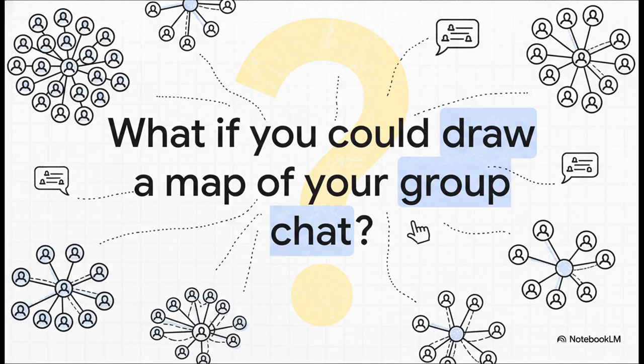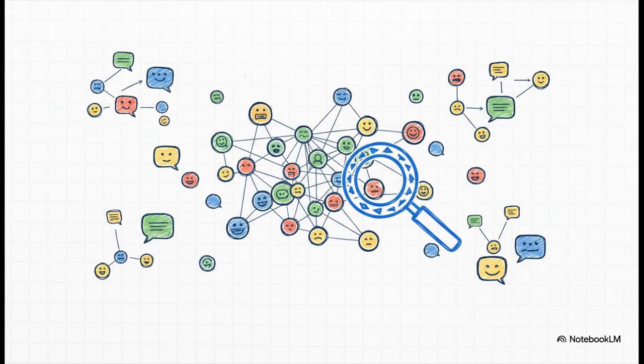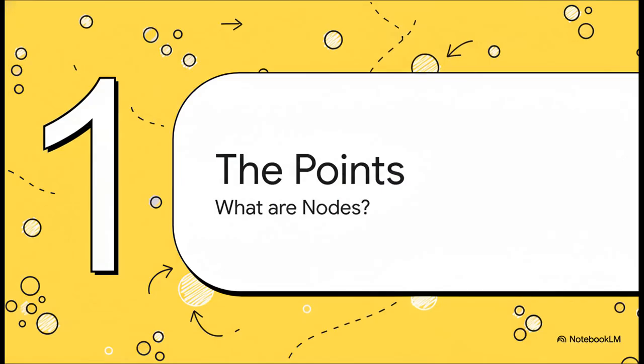There are the people who talk to everyone, then the ones who only talk to their best friends, and then you've got those key people who are like bridges, connecting totally different friend groups. Now, what if you could actually draw a picture of all that? Well, guess what? That picture you just made up in your head, that map of all those connections, that is a network. And today, we're going to decode its language. By the end of this, you'll be able to look at almost any social map and understand exactly what's going on.